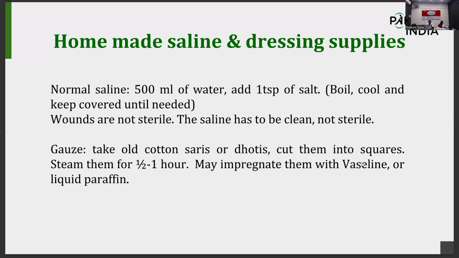Next is how to prepare gauze and dressing pads. Take old cotton sarees or dhotis, cut them into squares, and steam them for half an hour to 1 hour in a steamer or an idli cooker. Then impregnate them with Vaseline or liquid paraffin, and apply it on the pressure ulcer.